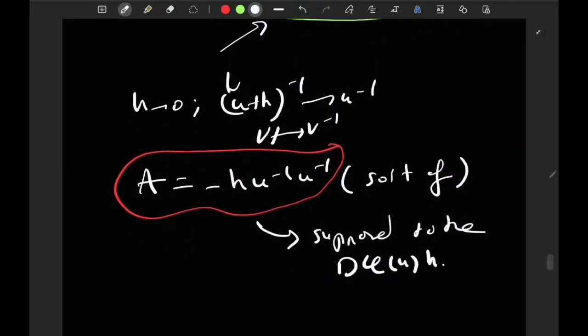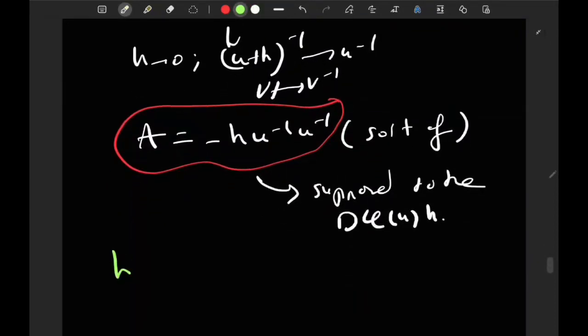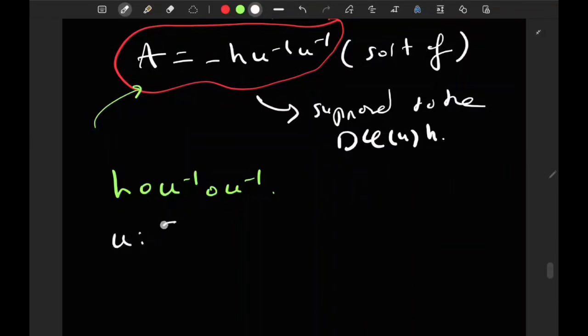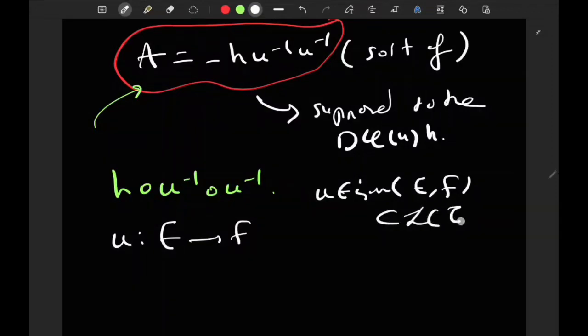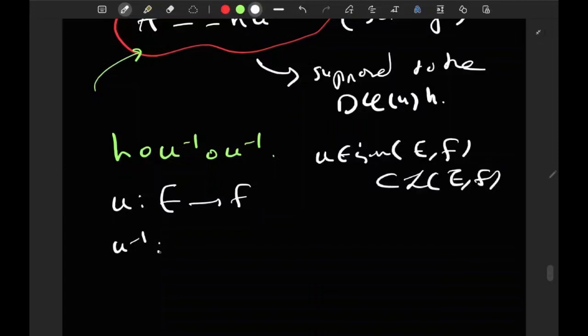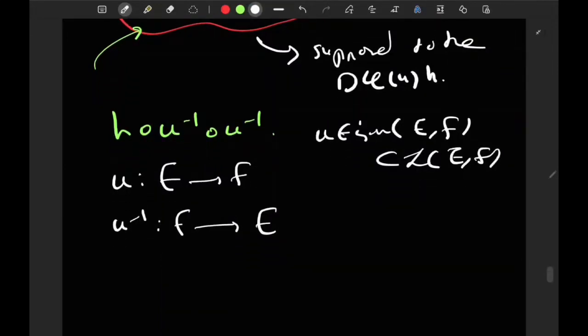Now, if I look at the order of things here, I have first h from this expression here, first h composed with u inverse, composed with u inverse. Now, does this make sense? It does not make sense. u is a map going from E to F. So u belongs to isom(E,F), which is a subset of L(E,F). So u is a map going from E to F, and u inverse is a map going from F to E. If I compose u inverse with u inverse, it does not make sense.